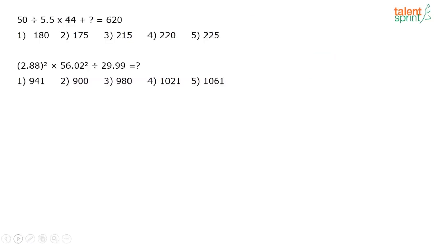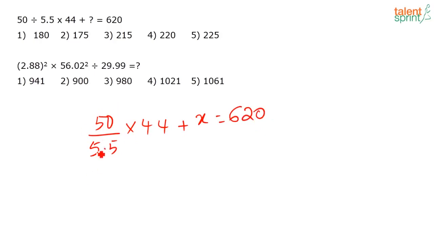So for example, let us take a question so that it's more clear. Let us look at the first question here. What is given? 50 divided by 5.5 into 44 plus question mark is equal to 620. I'm going to write the question mark as x, so that is equal to 620. Now instead of directly trying to simplify it here, how can I rewrite this? If I want to remove this decimal, I have to multiply the numerator and the denominator by 10. So the numerator becomes 50 into 10, and the denominator becomes 55, into 44.